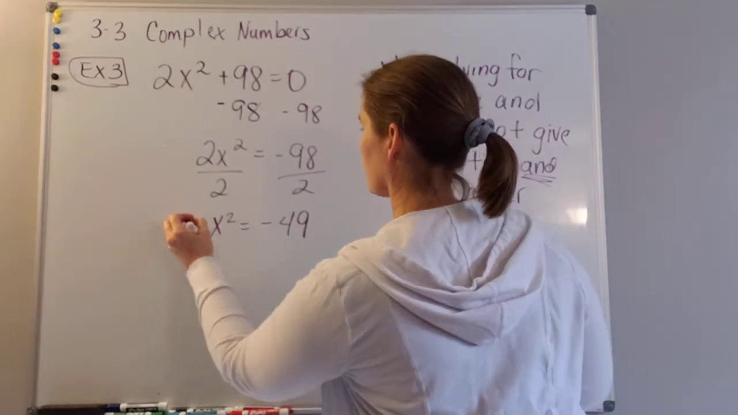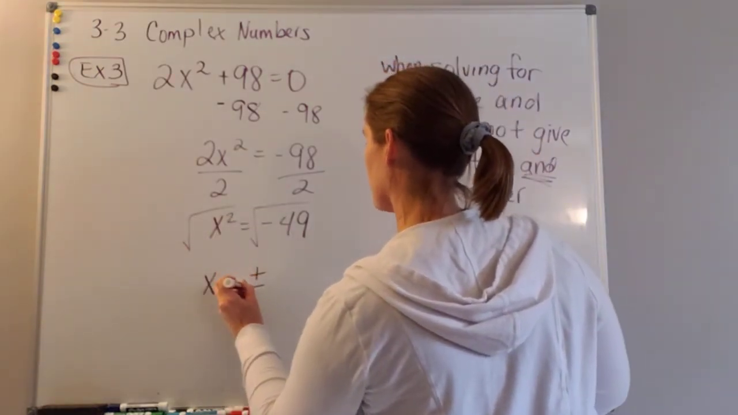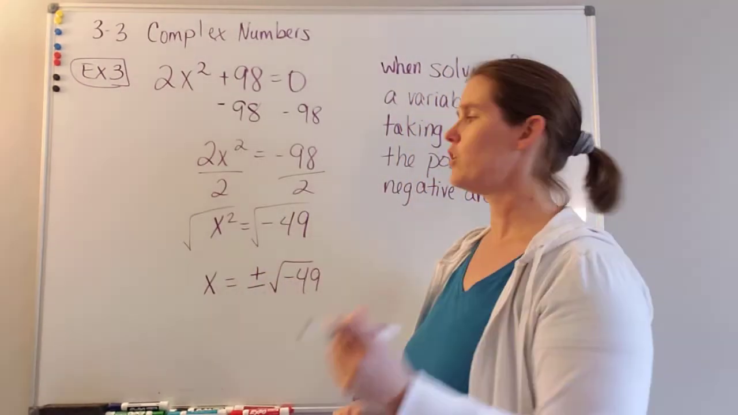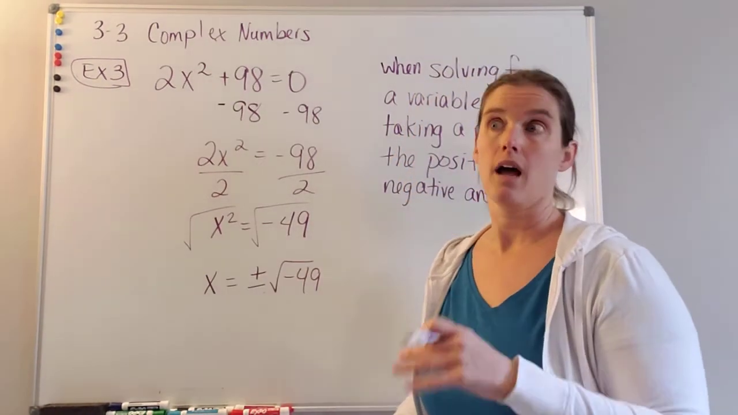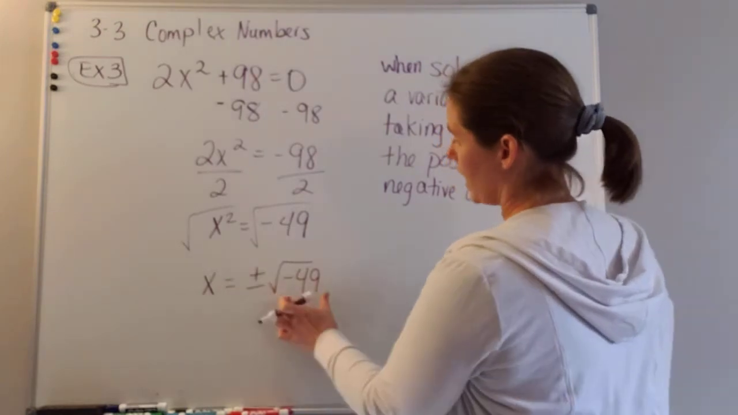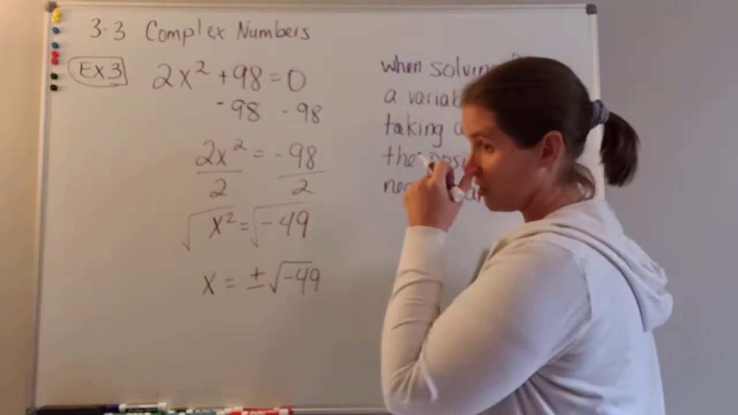So if we take the square root of both sides, we'll say x is equal to plus or minus the square root of negative 49. Now, as you solve, if you want to go right from here to our final answer, that's fine. I'm just showing you what we need to do to acknowledge we have the plus or minus, and now we got to deal with negative 49 under the radical.